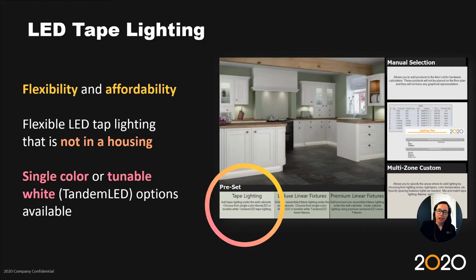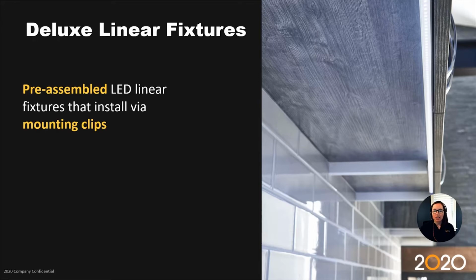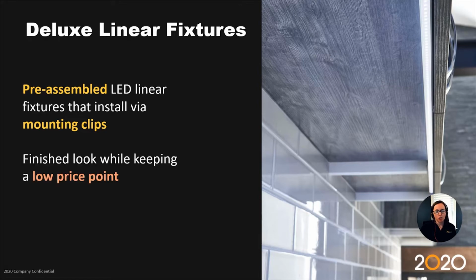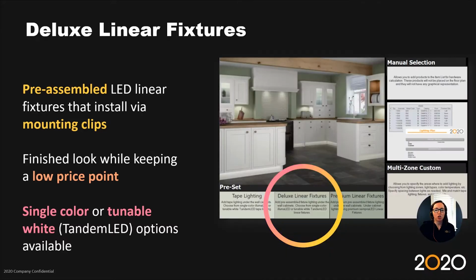Now, the other type of lighting, or the next type of lighting that Keith talked about, was the Deluxe Linear fixtures. There are some different things to consider as far as installation. This does have mounting clips, and they're pre-assembled fixtures. It does have a really nice finished look at a pretty good price point still. And like the first type of lighting, this also comes in single color or tunable white. Now, if this sounds like a good solution for any of your design projects, this is also in a preset right inside the Lighting Wizard, right under the Deluxe Linear fixtures option.